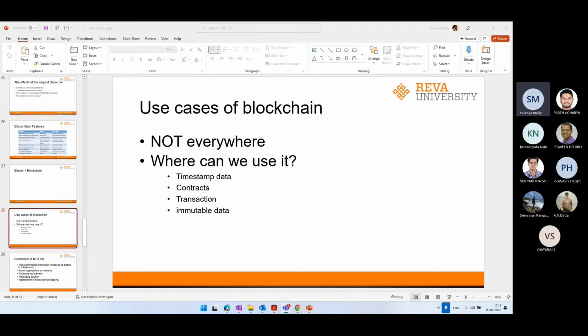So you should keep the data that you really want to be immutable, like timestamp data. That makes sense, since somebody cannot tamper with the timestamp. Like contracts and transactions, those things should go in the blockchain. That's fine because nobody wants to tamper with them.